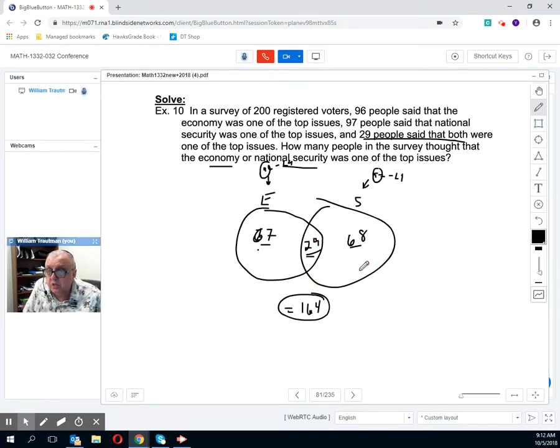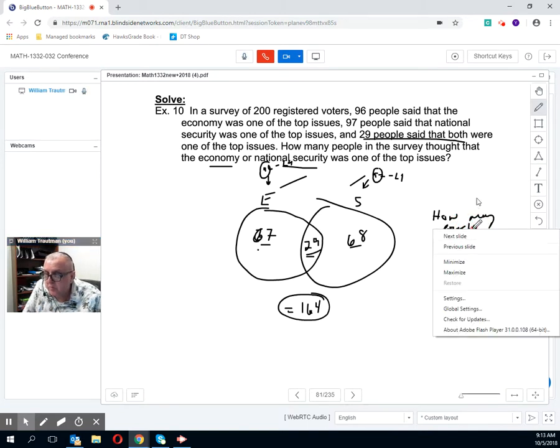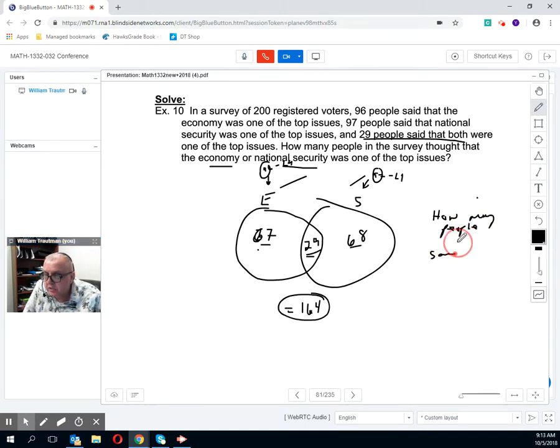How's this for a question? How many people said neither one of these was the top issue? How many people said something else is top issue?